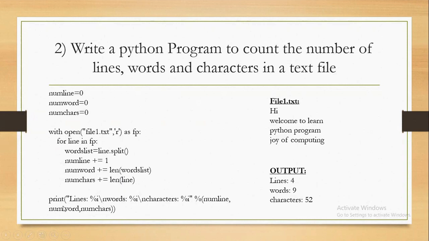At last we are going to print everything using the print statement. Here we print the result using the format specifier concept. Lines colon percentage i. This particular i represents the integer data type, and it represents the number of lines. Words colon percentage i, this i represents the number of words, and characters colon percentage i, this i represents the number of characters. While executing this program, we will get the output as shown here.